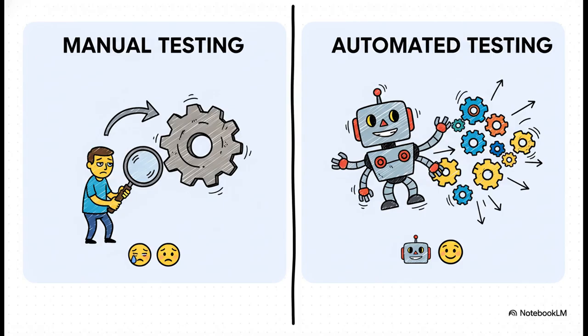But automated testing completely flips that on its head. You write a script once, and a computer can run it perfectly, thousands of times, any time of day or night. It's way faster, way more reliable, and lets you test way more stuff.